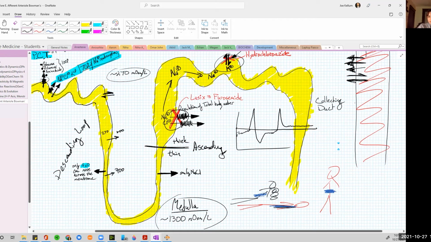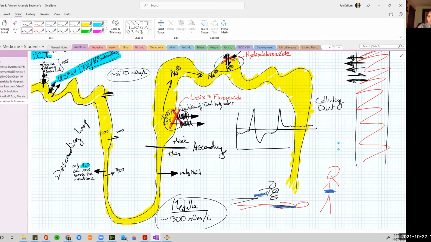This is what determines what will be in the urine. It's like the final one. What can be regulated here? What's reabsorbed or what's secreted? Water. So we want to retain said water.